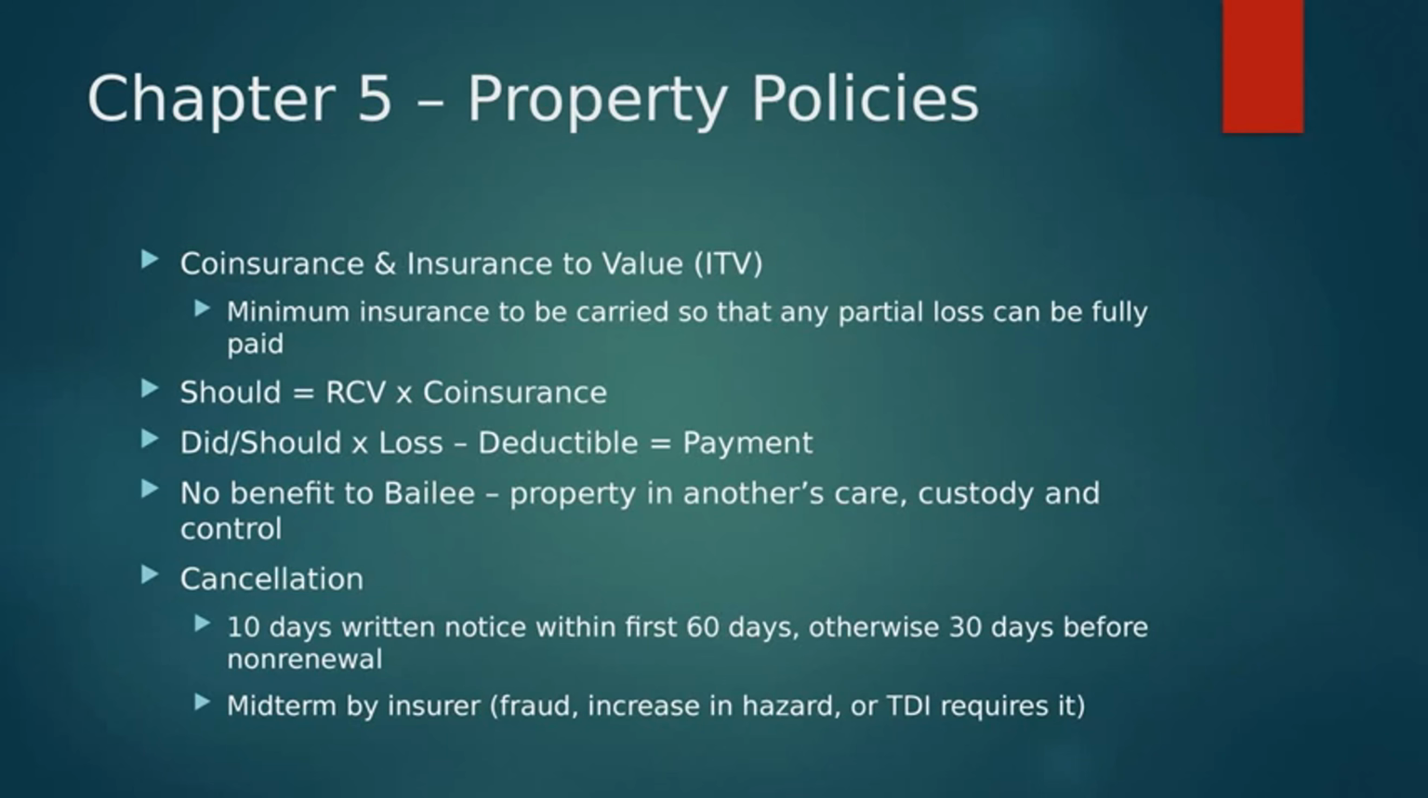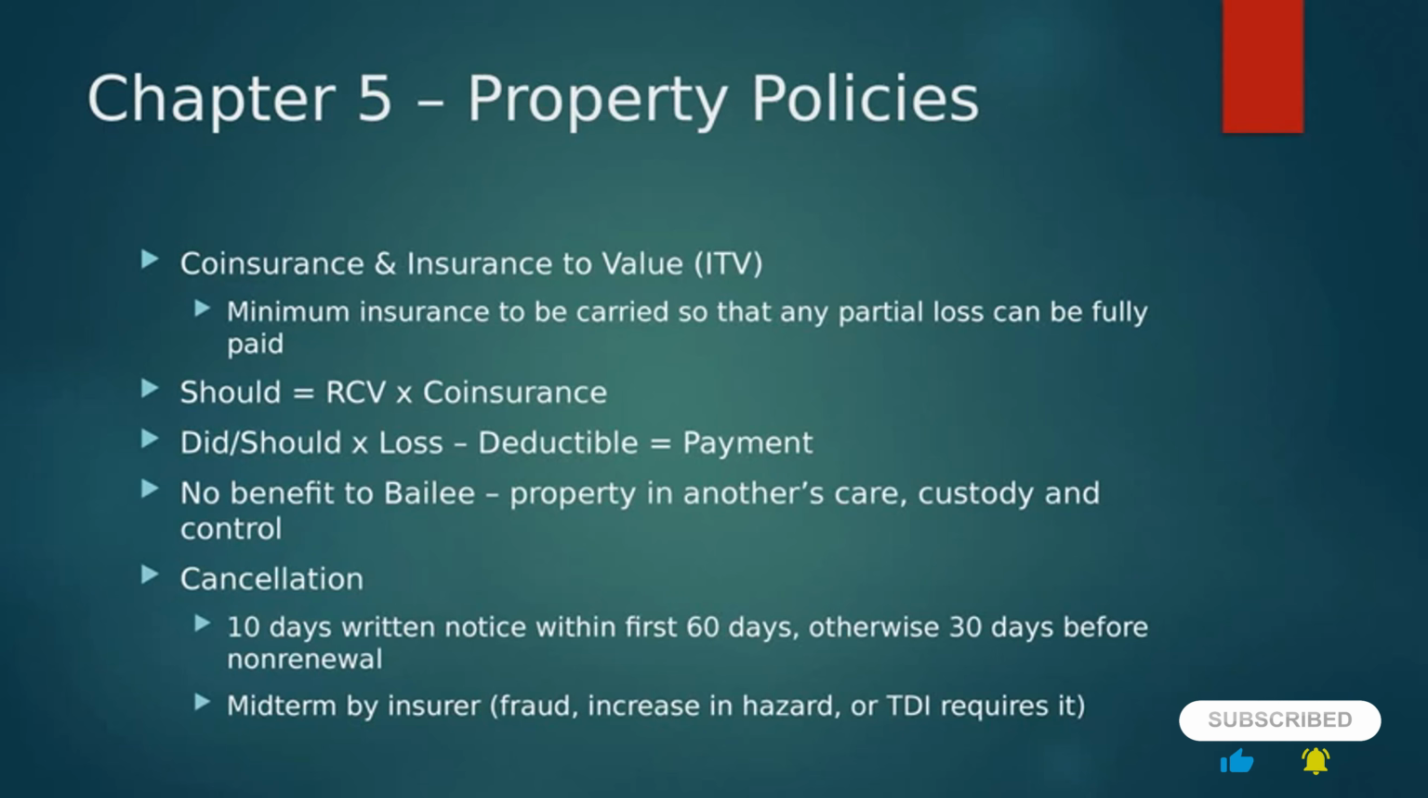Now, question 5: the insured purchased $100,000 of insurance on a building with a replacement cost of $250,000. The policy has a minimum coinsurance requirement of 80% and a $1,000 deductible. If the insured had a $120,000 loss, how much will the company pay? So this is not the proper amount of insurance, but we can figure that out real quick. How much insurance should this insured have had?